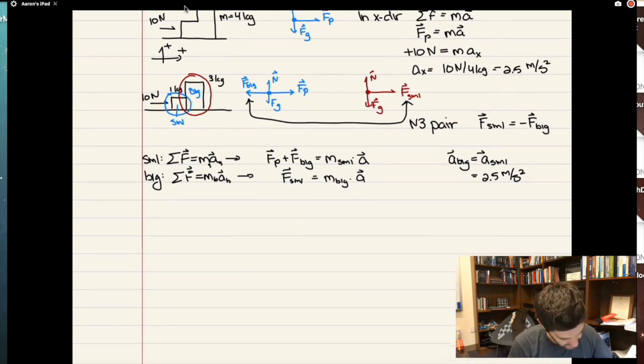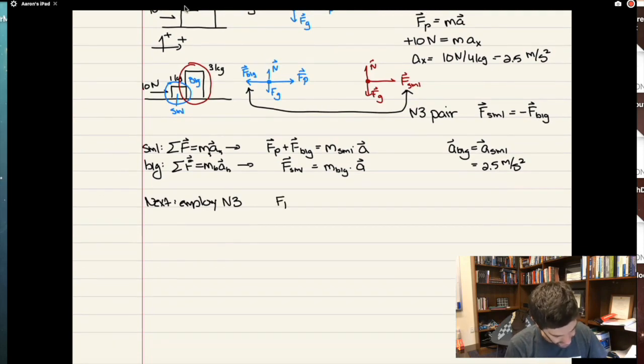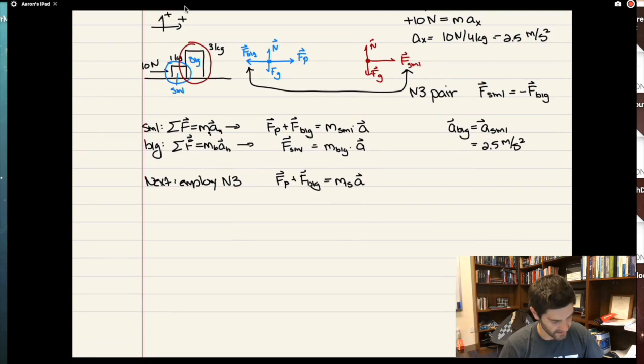So the next step would be to employ Newton's third law. There I can write F push plus F big equals m small a. And then instead of F small, I can write this as minus F big. So I'm using Newton's third law in that relationship.